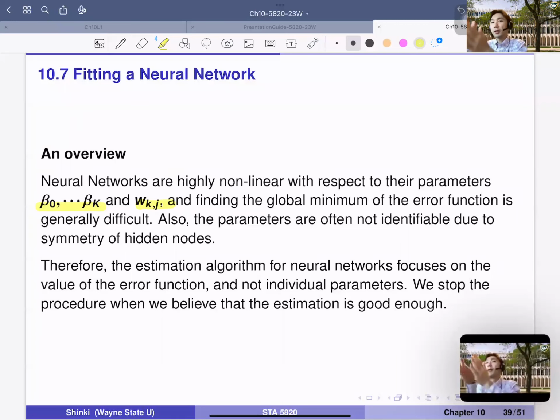If there is only one logistic regression model, then we have a convex loss function, but the neural network is such a complicated model. So we cannot really guarantee finding the global minimum of the error function.